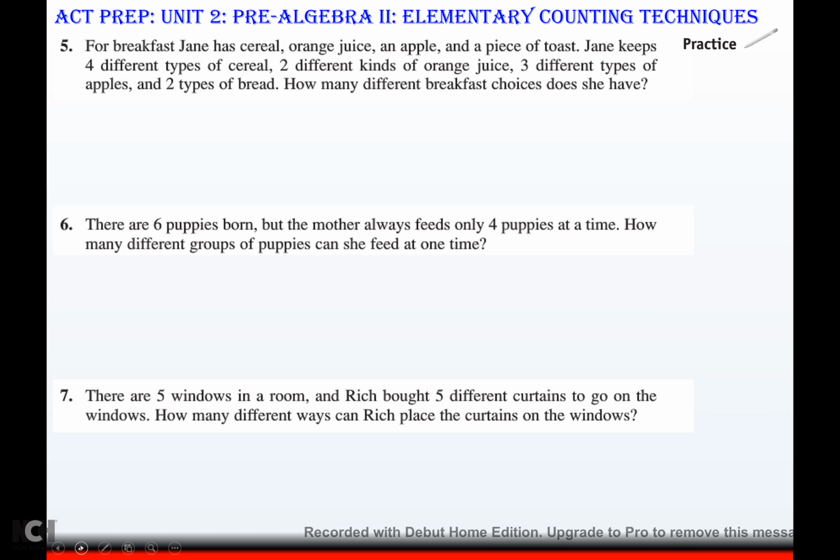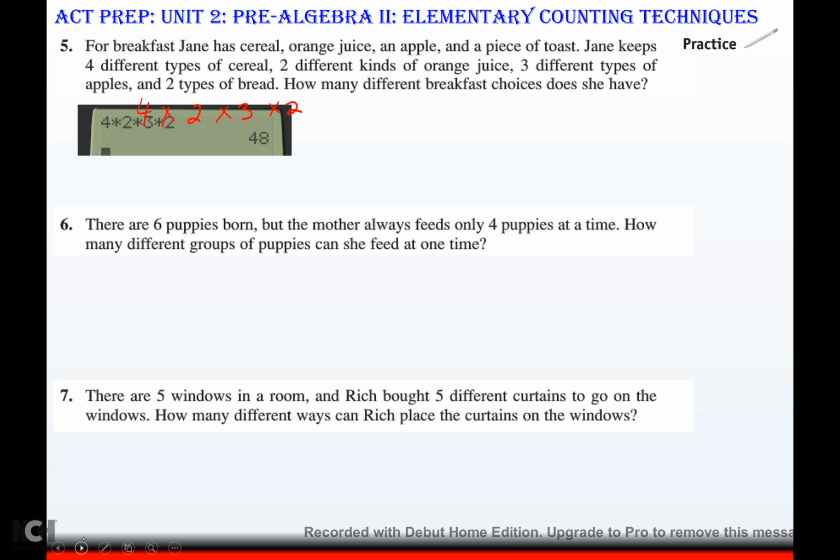Alright. 5, for breakfast, Jane has cereal, orange juice, an apple, and a piece of toast. Jane keeps 4 different types of cereal, 2 different kinds of orange juice, and 3 types of apples, and 2 types of breads. How many different breakfast choices does she have? Well, again, this is just multiplication. She has 4 choices for her cereal, times 2 choices for her juice, times 3 choices for her apples, times 2 choices for her bread, which comes out to 48.